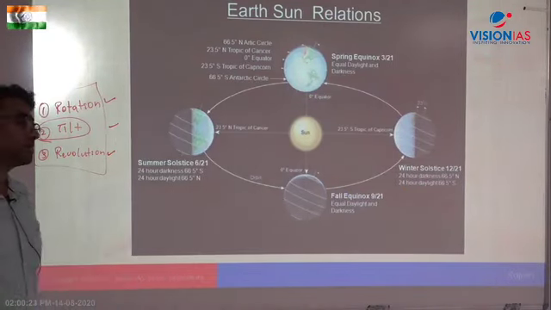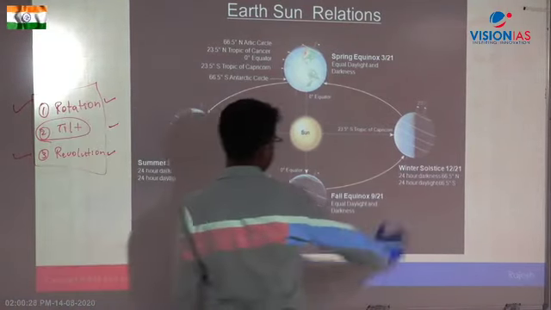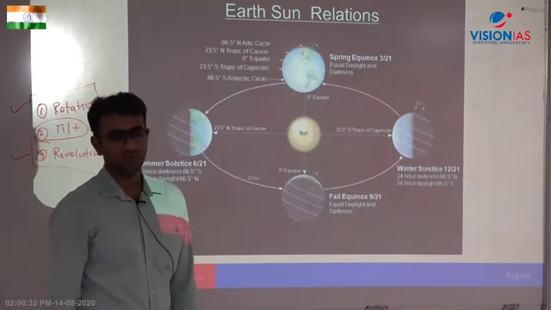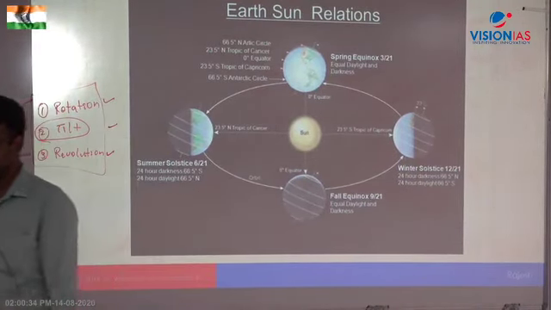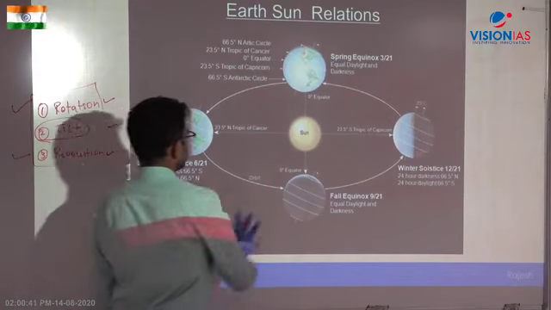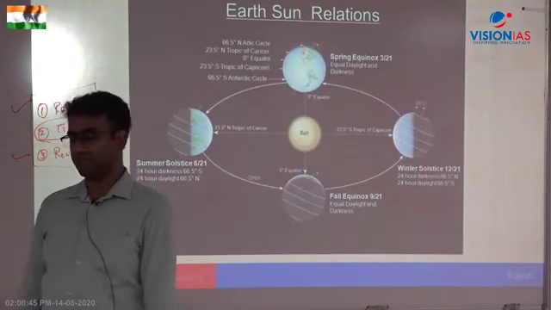Now we have a third position called equinox. This is summer solstice, this is winter solstice. In between we will have the position of equinox. What is equinox? Equinox is the position when the earth's tilt is neither towards the sun nor away from the sun.